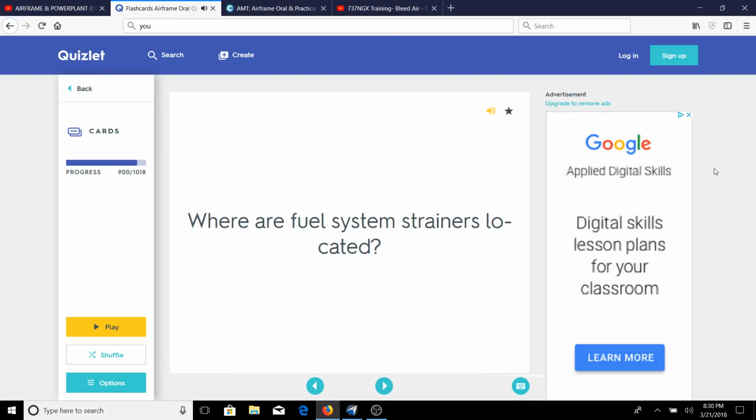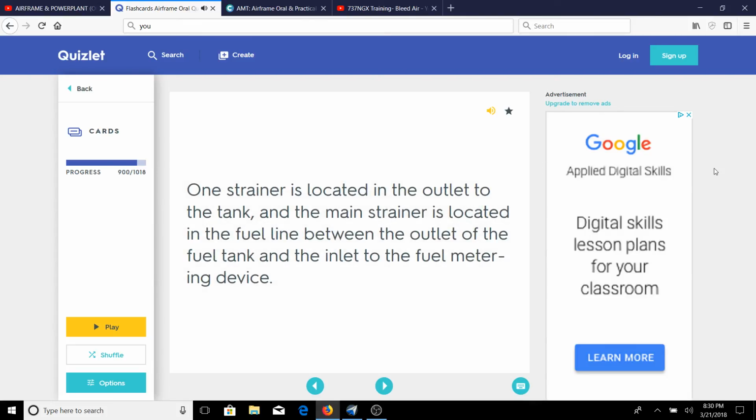Where are fuel system strainers located? One strainer is located in the outlet to the tank and the main strainer is located in the fuel line between the outlet of the fuel tank and the inlet to the fuel metering device.